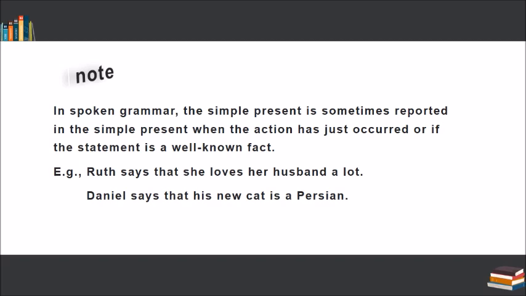Note: please remember that in spoken grammar, the simple present is sometimes reported in the simple present when the action has just occurred or if the statement is a well-known fact. Look at the samples. Ruth says that she loves her husband a lot. So the situation is Ruth until now still loves her husband. So we can report the sentence like this: Ruth says that she loves her husband a lot, without changing the verb into past. And number 2, Daniel says that his new cat is a Persian. So this is the fact that the cat is a Persian, not an Angora cat or some other type of cat.